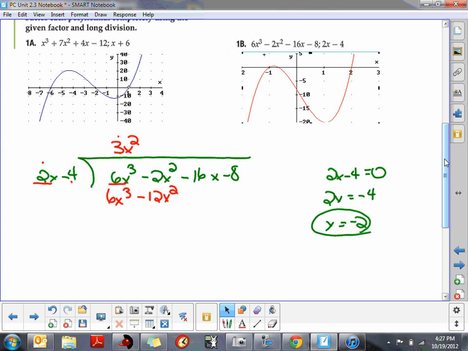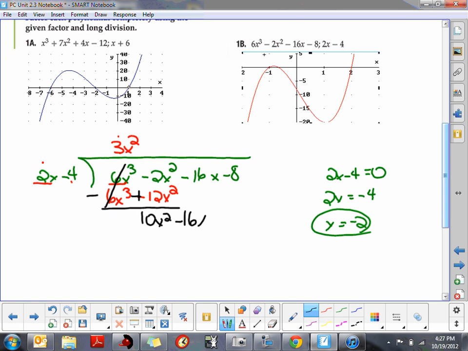Every time after you get done multiplying, draw the line, change the signs, because instead of subtracting, we're going to add the opposite. So this was a positive 6x cubed, so it's going to be negative 6x cubed, and it was a negative 12x squared, so we're going to make it plus 12x squared. So draw the line, change the signs, we're going to add, those will eliminate each other, we'll end up with 10x squared. And after you get done with subtracting, you always drop down your next number. In this case, it's the next monomial term, which is 16x.